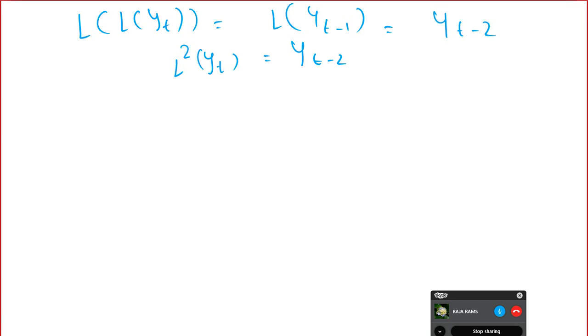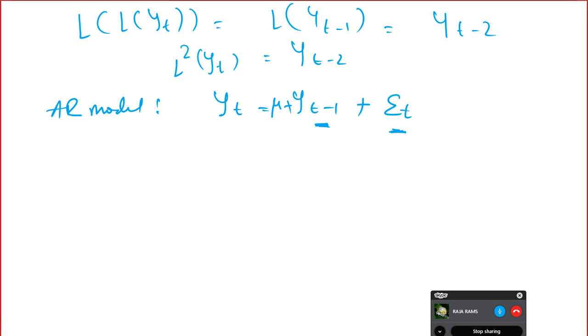Okay. So the AR model is very simple. The AR model is nothing but yt equal to yt minus 1 plus an error term. And there is also a constant. So mu is a constant. This is the lag, and this is the error term. Or if you write it clearly, mu plus yt minus 1 plus the error term, right?